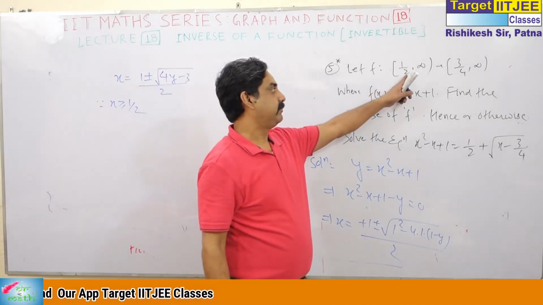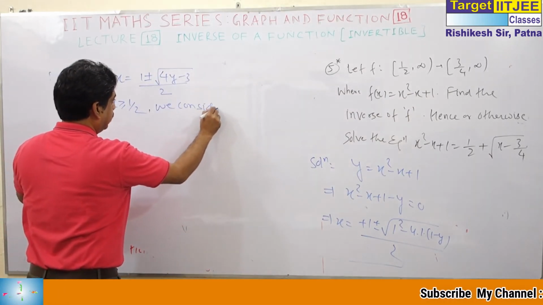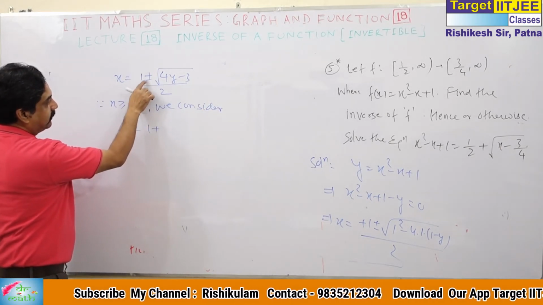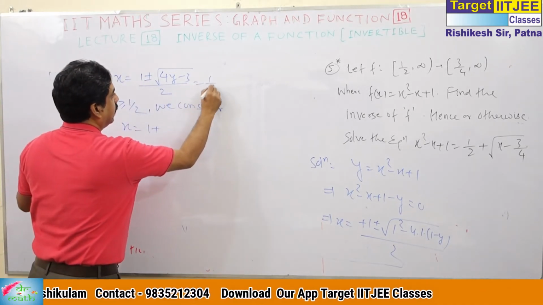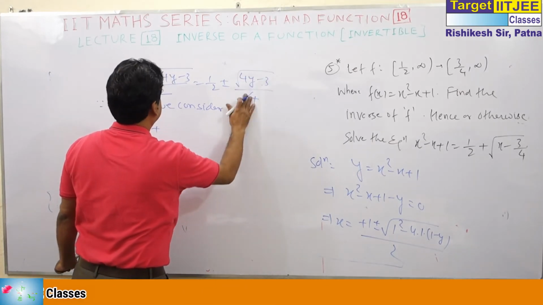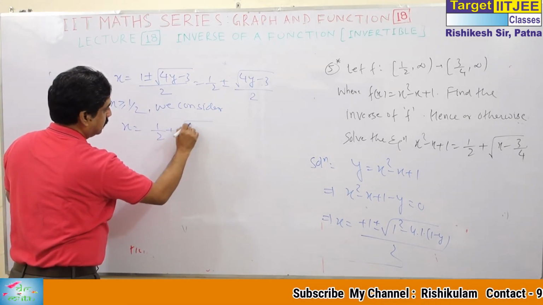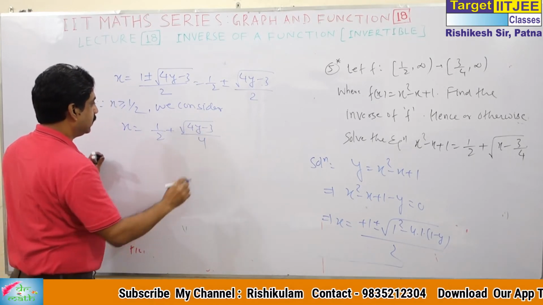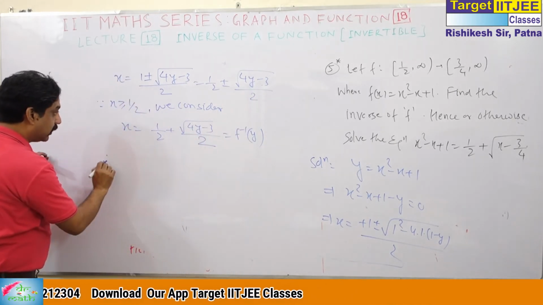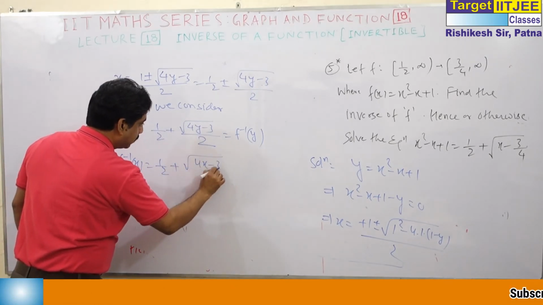Now I have just done one or two questions like this before. We consider the plus sign, because for minus, x is less than 1/2. This is actually 1/2 plus or minus sqrt(4y minus 3)/2, so we will take plus. We take x = 1/2 + sqrt(4y - 3)/2. And this is our f inverse y. So f inverse x is 1/2 + sqrt(4x - 3)/2.